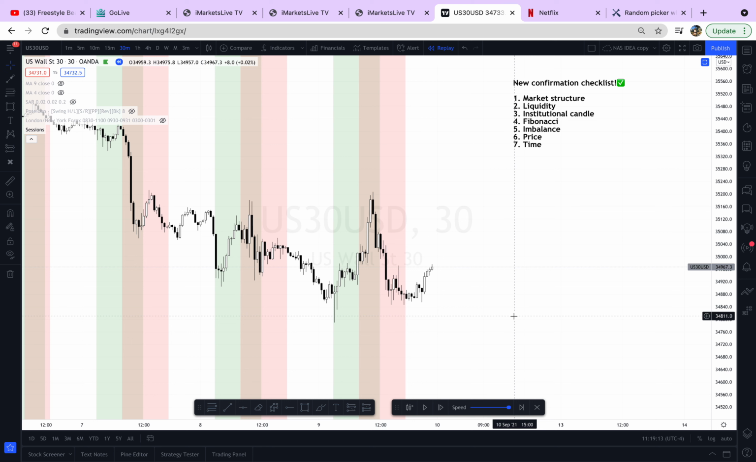As you can see on the top right, our confirmation checklist consists of 7 different variables, one being market structure. Okay, so let's actually talk about market structure. When it comes to market structure, we're not talking about support and resistance and trend. We're not talking about that. What we're talking about is getting a directional bias of this market, right?